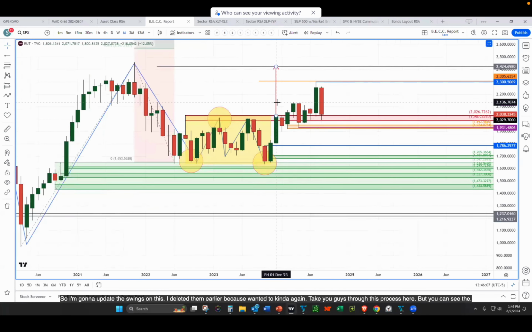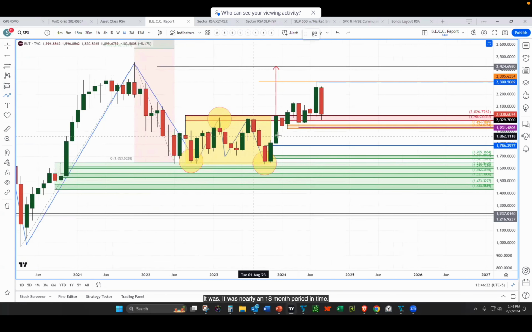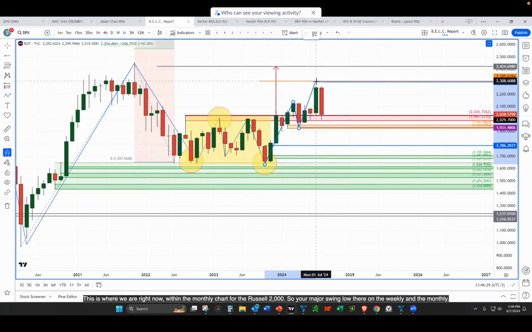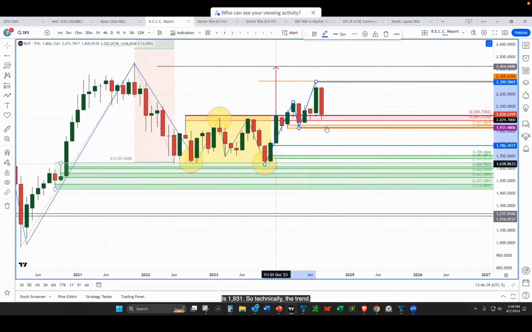So I'm going to update the swings on this. I deleted them earlier because I wanted to, again, take you guys through this process here. But you can see the swings from that sideways action that the market had been in since 2022 going up into December of 2023. I mean, it was nearly an 18-month period in time. Now, for the next swings here, this is where we are right now within the monthly chart for the Russell 2000. So your major swing low there on the weekly and the monthly is 1931. So technically, the trend on the Russell 2000 is up.